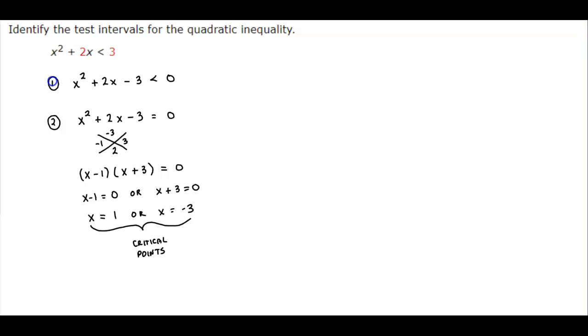Okay, now what we want to do is figure out the testing intervals for the quadratic inequality. In order to figure that out, if we have a number line and we have our 0, we need to plot the point negative 3, or at least identify it on the graph, and then the value of 1. So what happens here is that we have these regions that are divided by these critical points. So we have region number 1, region number 2, and then region number 3.